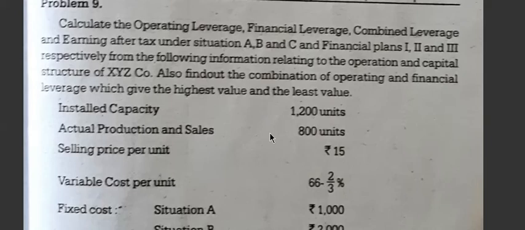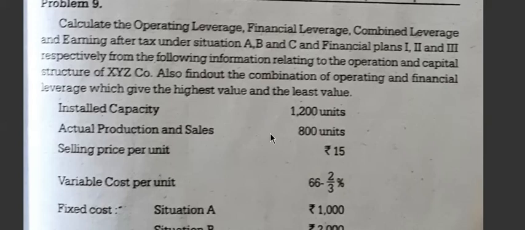Now, the formula to calculate operating leverage is contribution divided by EBIT. This is a simple formula. Next, financial leverage. Under financial leverage there are two formulas: when there are no preference shares, and when there are preference shares. When there are no preference shares, the formula is EBIT divided by EBT. When there are preference shares, the formula is EBIT divided by EBT minus preference dividend divided by 1 minus D. Next is combined leverage.